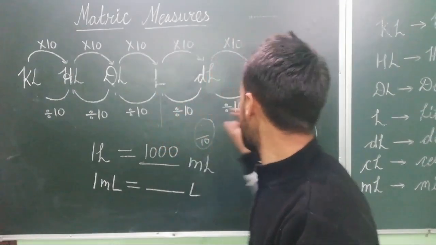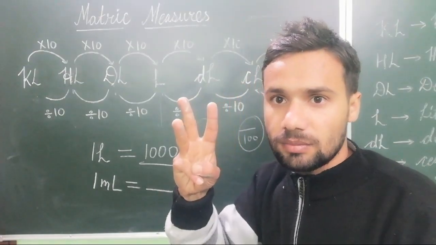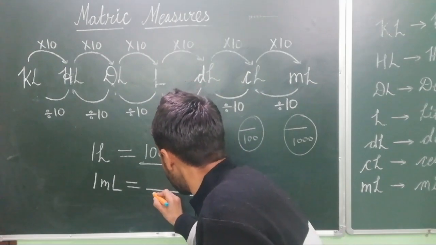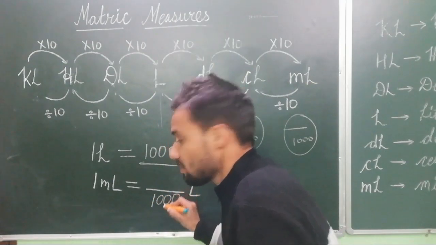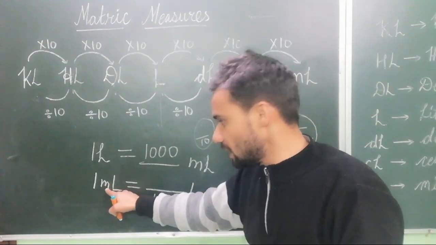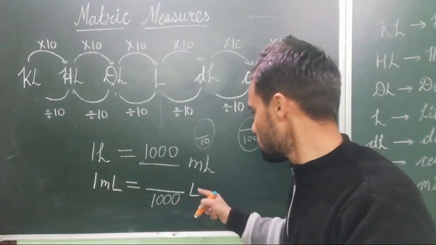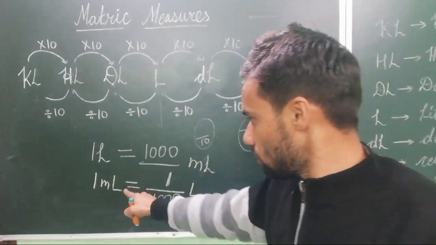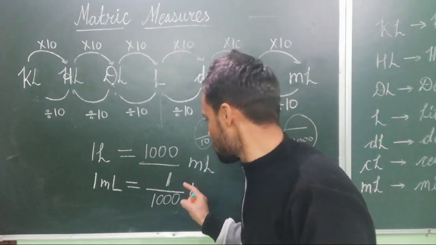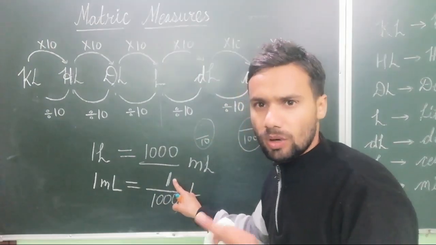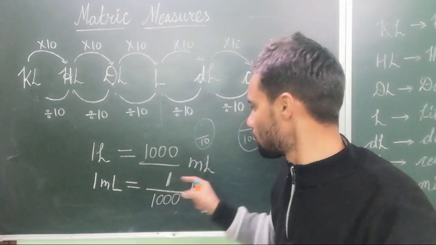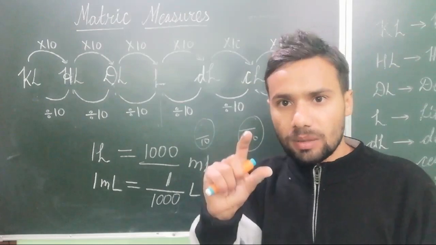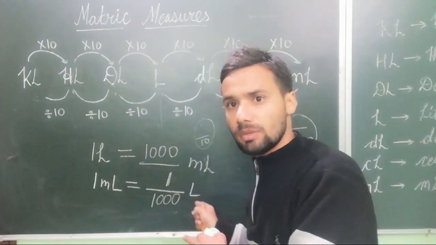So what is going on here? How many times will you divide here? 3 times. 10 times 10 is 100, 100 times 10 is 1000. It means 1 milliliter is 1000 times smaller than this liter, or you can say 1 upon 1000. 1 milliliter represents 1 part. 1 milliliter is very small as compared to liter, so 1 milliliter represents only 1 part out of 1000 milliliters.